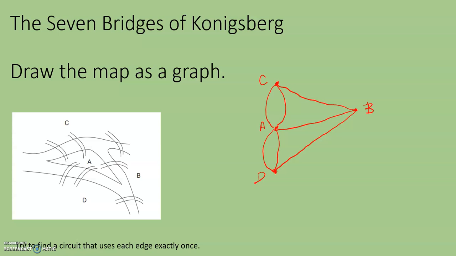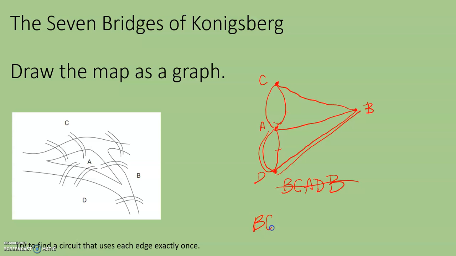We want to try and find a circuit that uses each edge exactly once. We want to use each edge. So let's talk about it. B, C, A, D, B. If I go B, C, A, D, B, that doesn't use these 2. So it doesn't work. Try again.